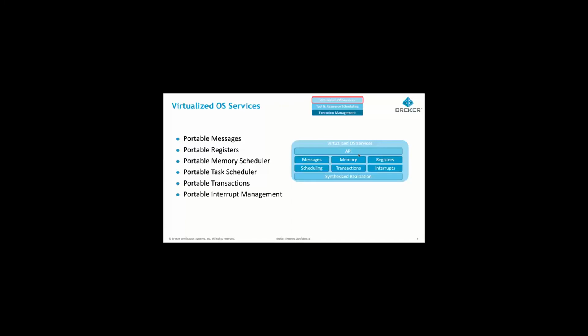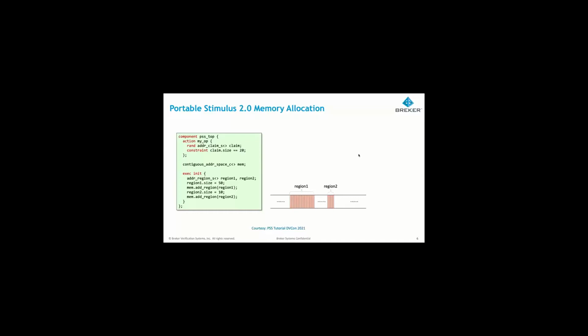verification operation. There are some examples of these, and this slide is taken straight out of the Portable Stimulus 2.0 tutorial that's going to be delivered next week at DVCon. But memory allocation is critical for modern SoC verification. And from the portable stimulus point of view, what we can do is set up a claim on memory and then initialize that with different regions, different sizes, and then during the test, actually execute tests and allocate certain levels of memory depending on what the system is trying to do.